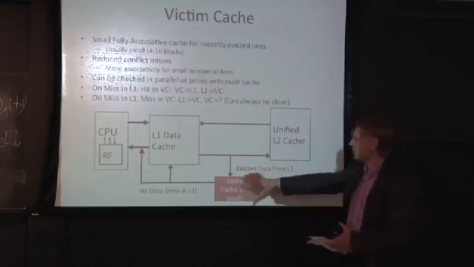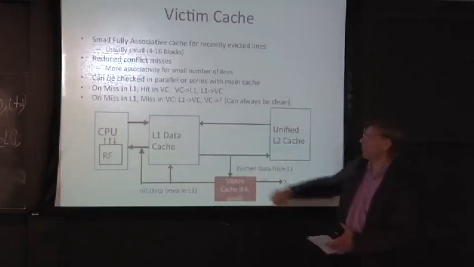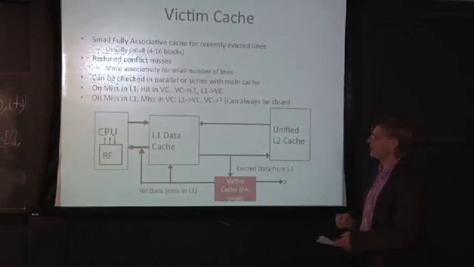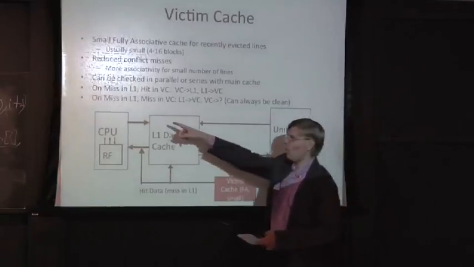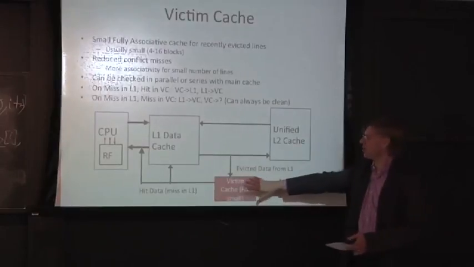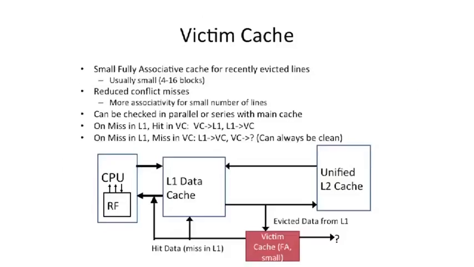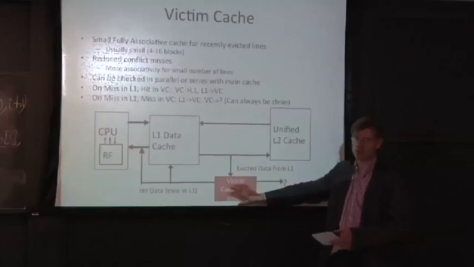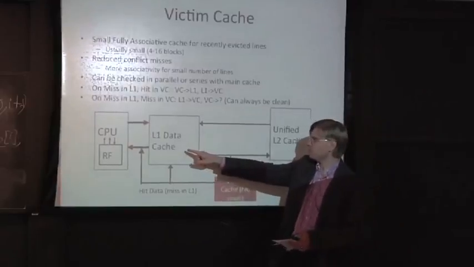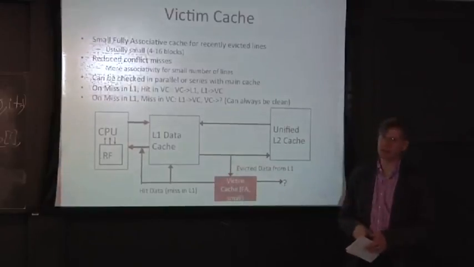Now you can check this either in parallel or in serial with your level 1 cache. And there's a couple of design questions that come up here. On a level 1 miss, and let's say it misses in the victim cache, what happens? Well, you're going to be bringing in a new line from the level 2 cache. You're going to take what was in the level 1 cache and move it into the victim cache, and you want to check this on future cache accesses that miss in the level 1 cache. But the question is, what happens with the victim cache?